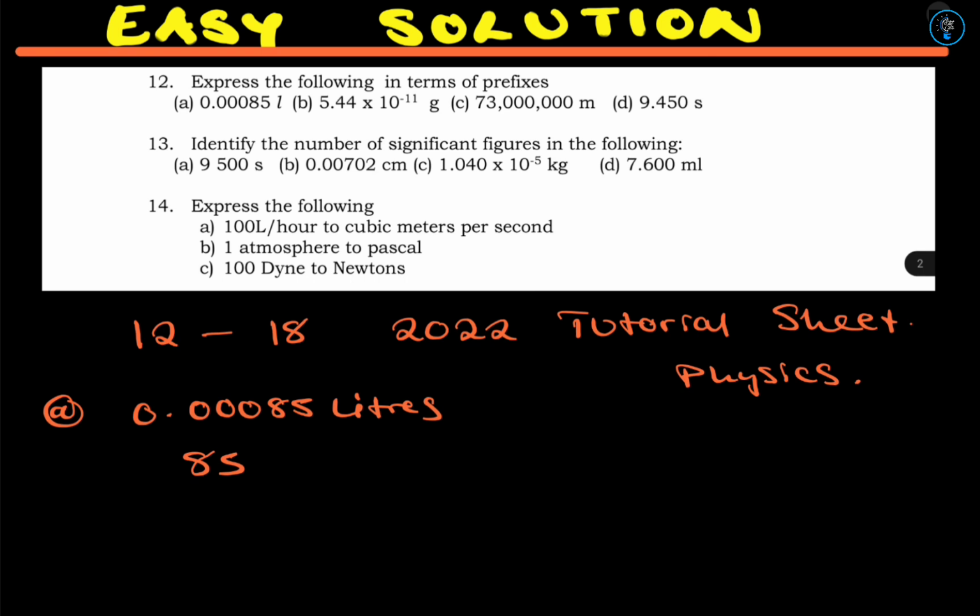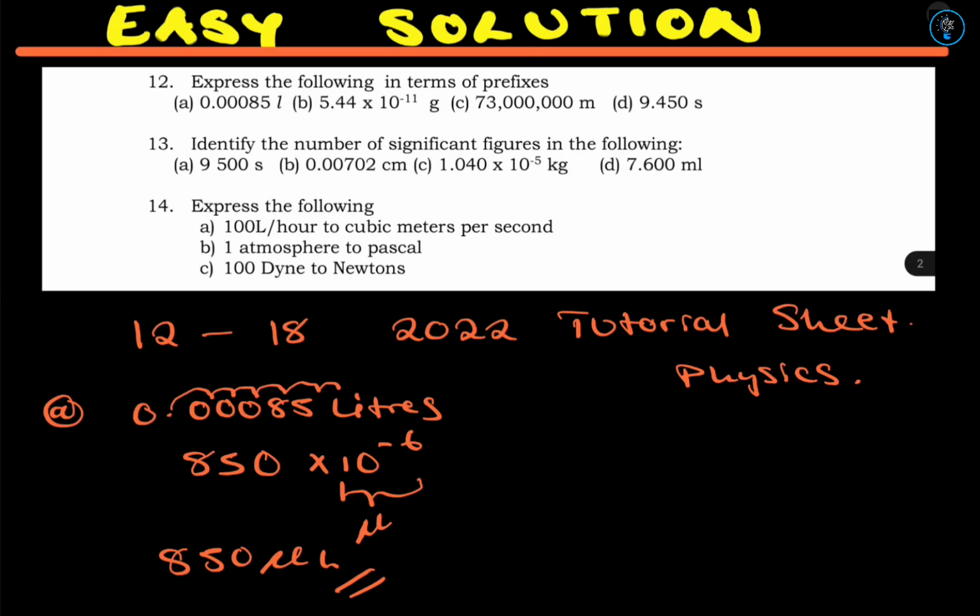For this one, I want to write it as 850. If I want to write it as 850, the point moves how many steps? We can say it moves 1, 2, 3, 4, 5, 6. So it will make 6 steps, so it will be times 10 to the power negative 6. I know 10 to the power negative 6 is related to micro. So I can write it as 850 microliters. This is our answer for question A.